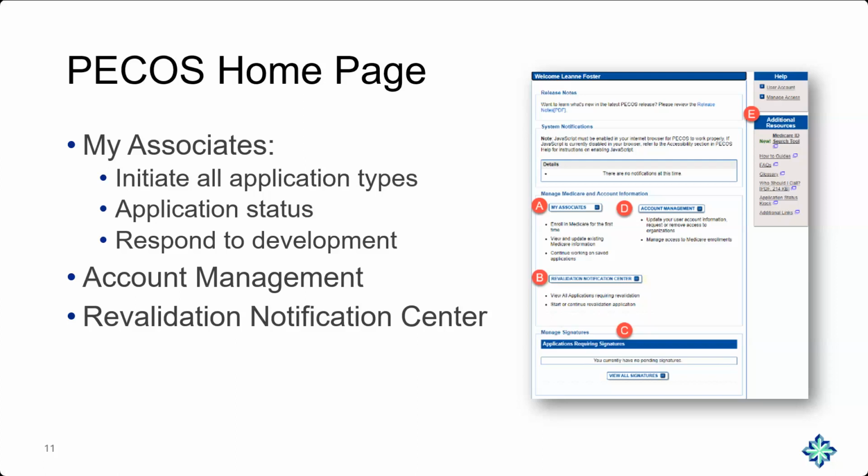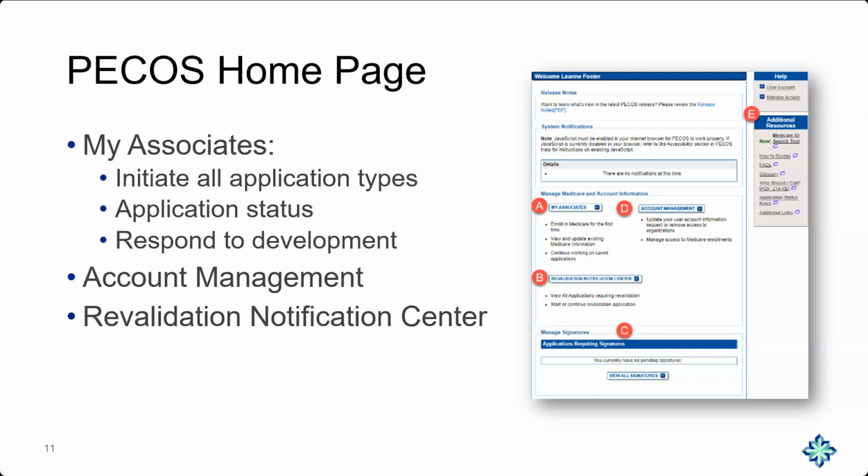Item B is that revalidation center, and I mentioned that we will talk about that. Item C here, that's going to be applications requiring signatures. So if you have an application that needs to be signed by an authorized official in the context of an enrollment application process, sometimes we'll get questions about how do they start their signatures. It will be located in that item C, so any applications that need an outstanding signature, they're going to be able to sign there.